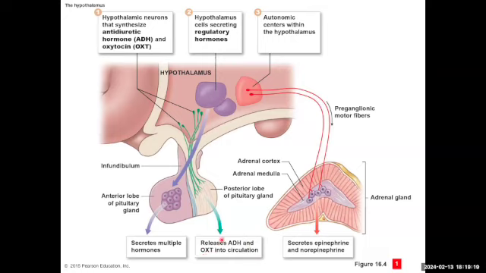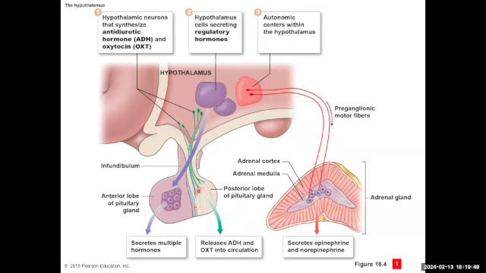And then ADH, that stands for antidiuretic hormone. Does anyone have any idea what the target tissue of ADH is? It's close, but not the pancreas. Antidiuretic hormone: kidneys. Its target tissue is the kidneys.